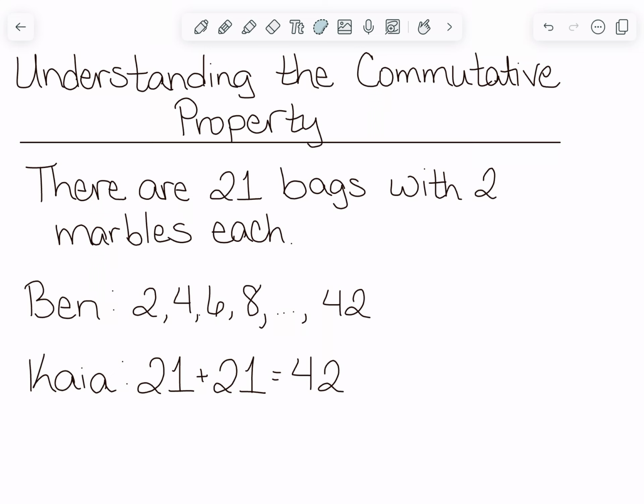So here's the big question. Are both of these strategies legitimate? And the answer is yes, absolutely. And that's because of the commutative property of multiplication.